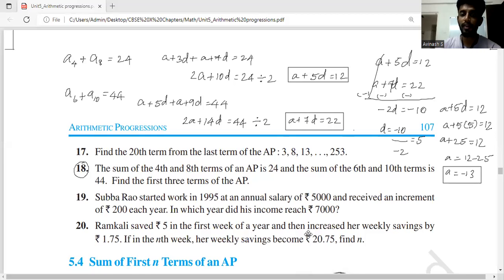And using this, we are going to frame the AP because they have asked for the AP, as you can see here. The first term is minus 13 and the next term is obtained by adding the common difference. So when we add plus 5, we get minus 8. And again, when we add plus 5, we get minus 3 and so on. So this is the required AP.